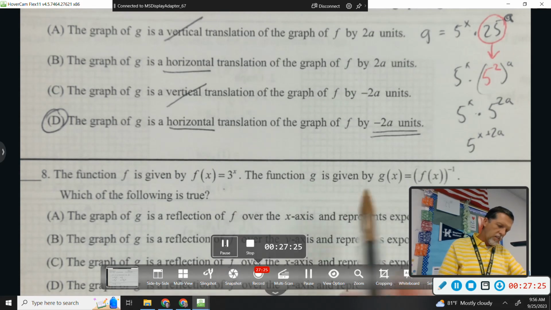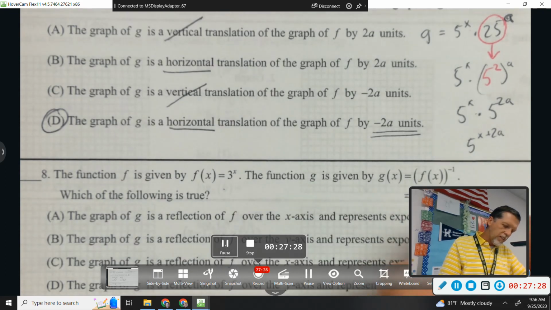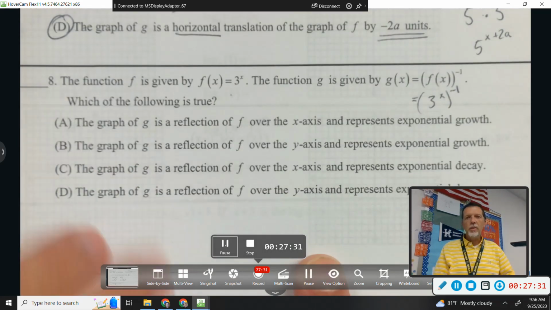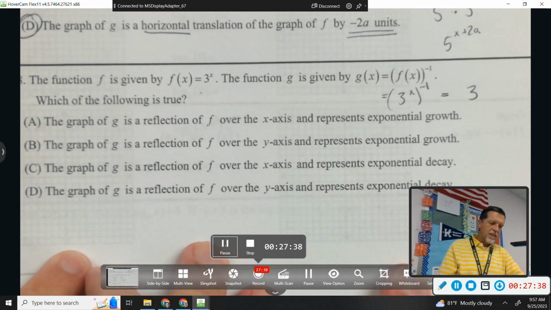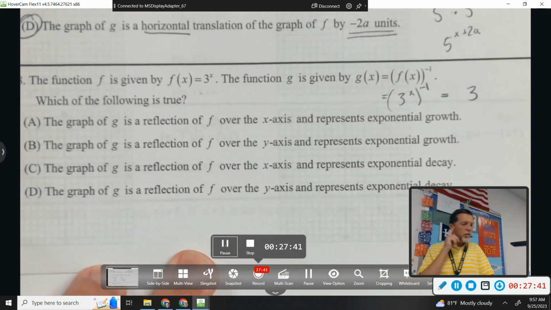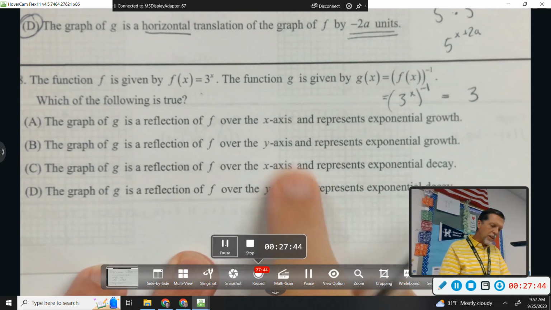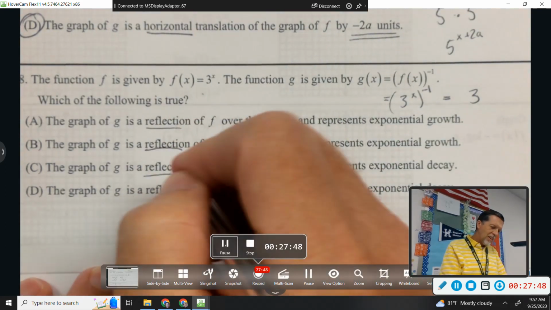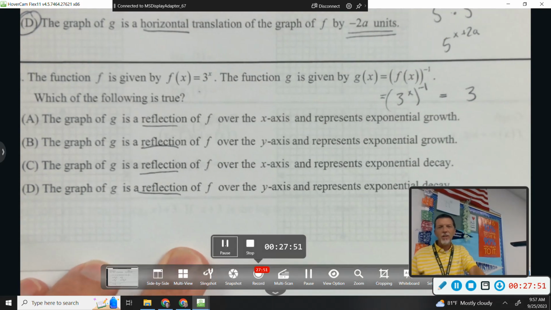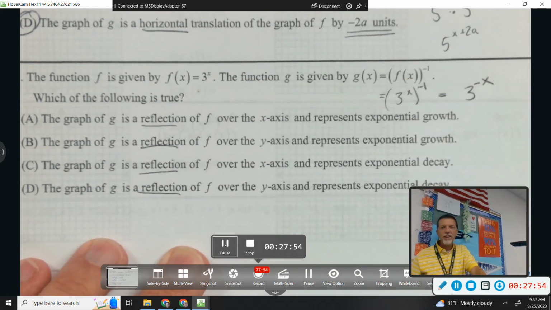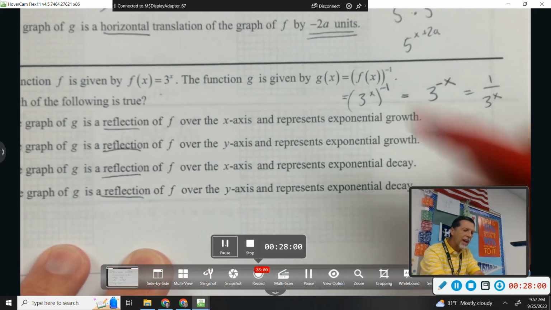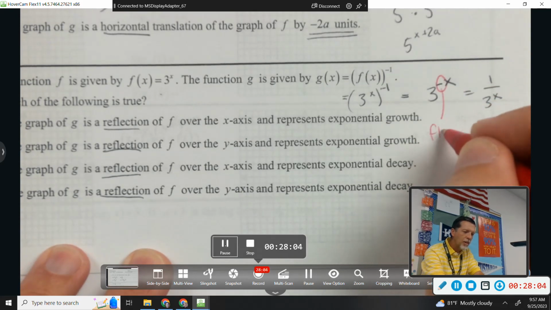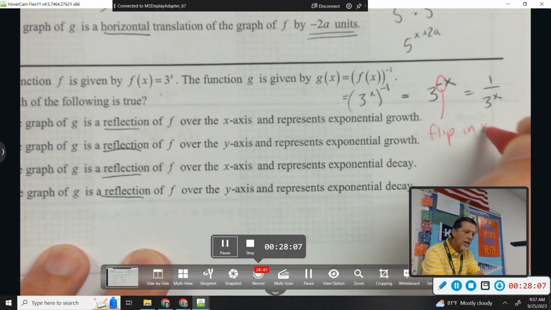Three to the x versus 3 to the x to the negative 1. Well, what's 3 to the x to the negative 1? You could do that. I'm not going to write it that way. That is 1 over 3 to the x. I'm looking at reflections, so I like to keep my minus sign because my minus sign is talking reflections. So I'd write that as 3 to the negative x. Now you're right, that is 1 over 3 to the x. But I like it like this because that tells me that I'm flipping in the x direction, so that's over the y-axis.